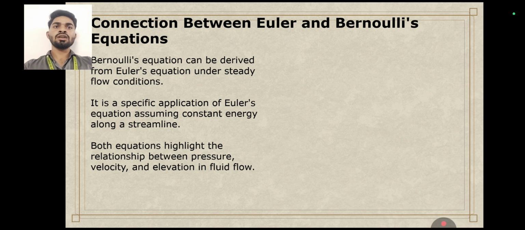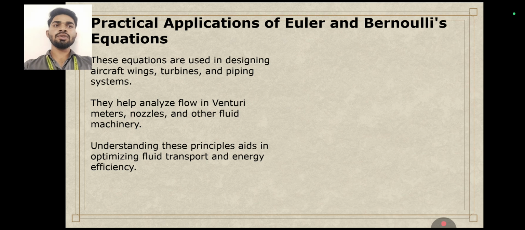Connection between Euler and Bernoulli's equation. Bernoulli's equation can be derived from the Euler equation under steady flow conditions. It is a specific application of the Euler equation, assuming constant energy along a streamline. Both equations highlight the relationship between pressure, velocity and elevation in fluid flow.